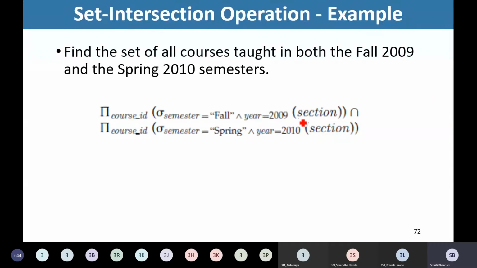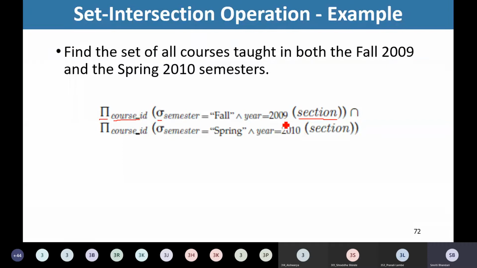So the section relation is to be used, and with the select operation with the predicate semester equal to fall and year equal to 2009, it is possible to extract the data satisfying fall 2009. But out of all those attributes, we are interested in only the course ID, and that is why we are making use of the project operation with course ID. So this is the first part of the query that will provide us all the courses that are taught in fall 2009.